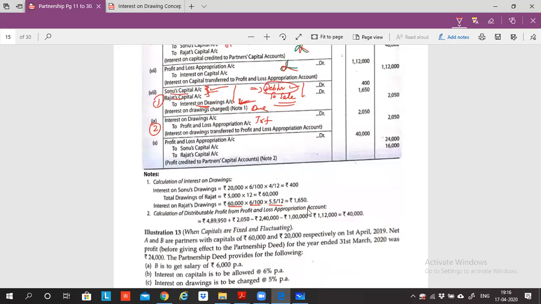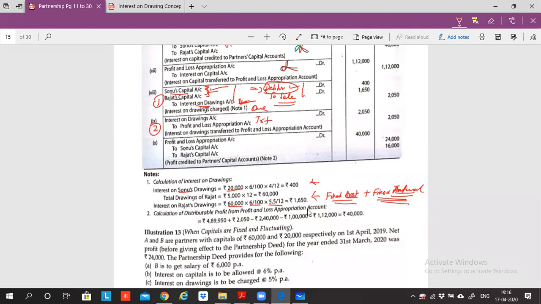One is, if you see, Sonu is withdrawing a total of 20,000 for the year. If he's withdrawing a total of 20,000 in a year, then this is the formula. In case you're withdrawing a fixed amount of money at a fixed interval, then we use the second formula. Whatever formula we calculated for Rajat, we will use only when a fixed amount is withdrawn at a fixed interval.